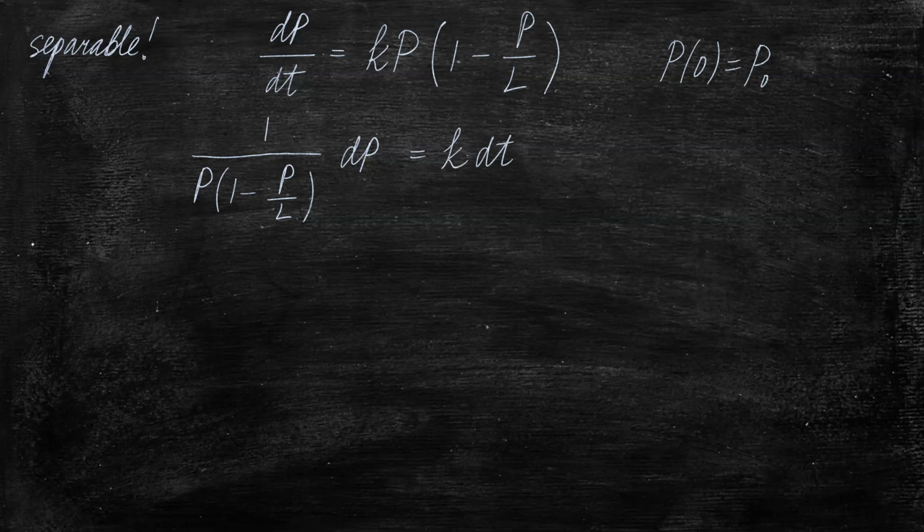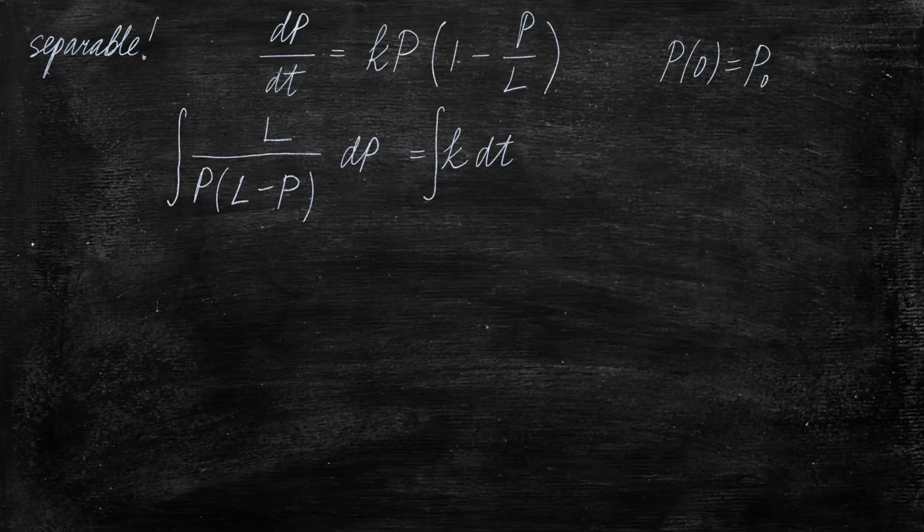And here I'm going to multiply the numerator and the denominator of the fraction on the left by L. So I'm going to throw L in there, and then I'm going to distribute L over this subtraction. So we're going to have L minus P. And now, after I add the integral, it all makes sense. And we continue solving it by integrating the left and the right hand side.